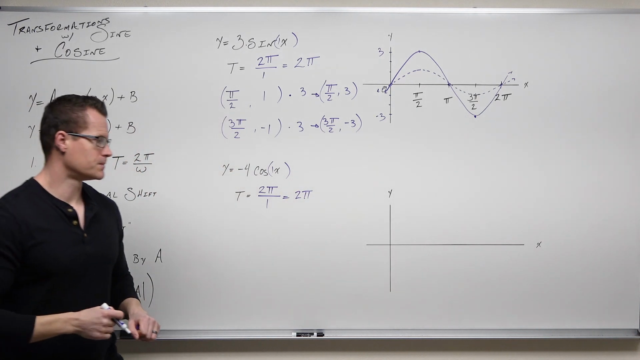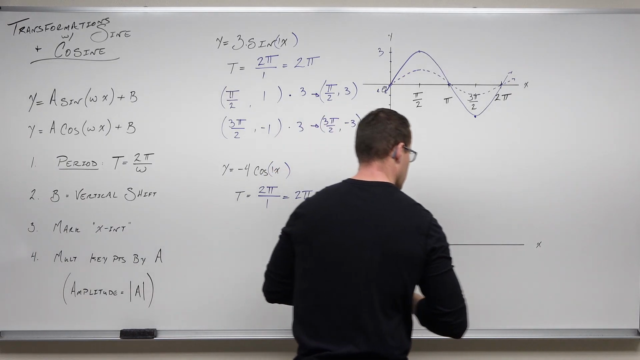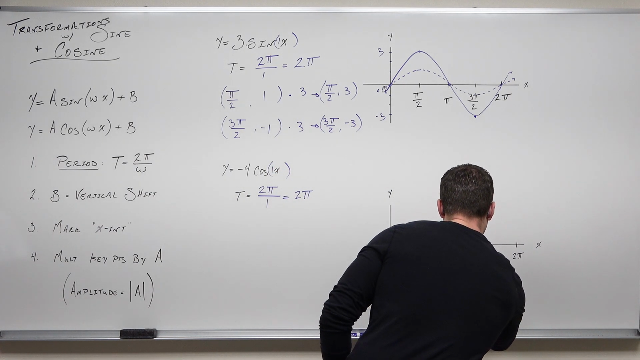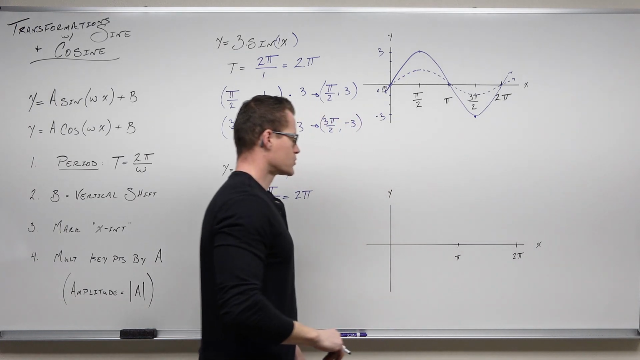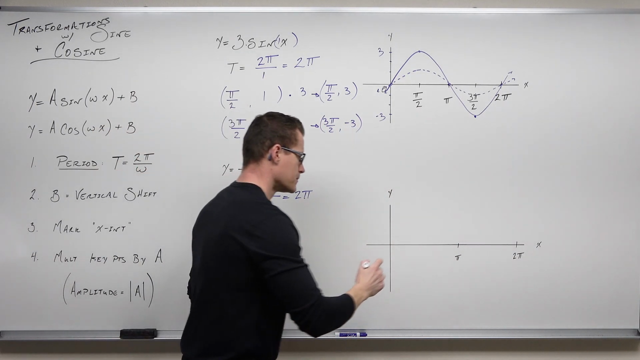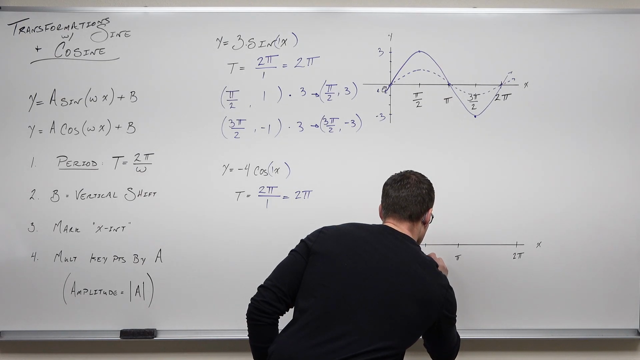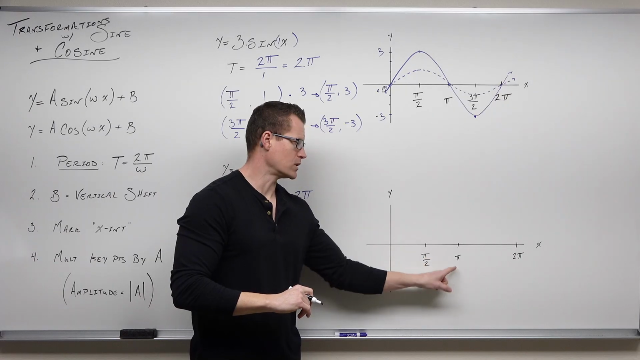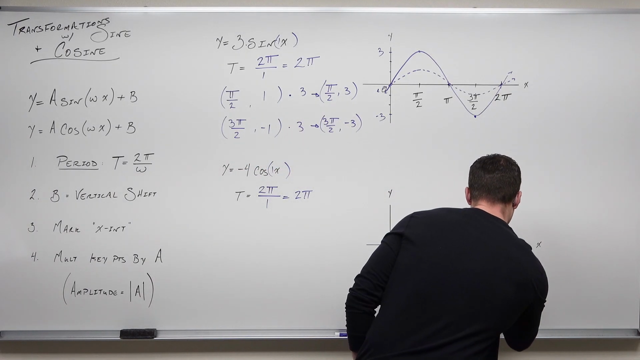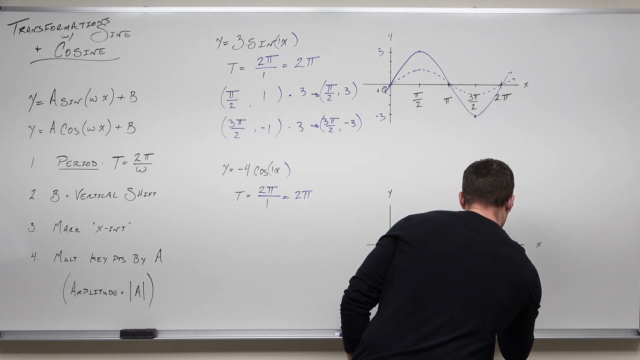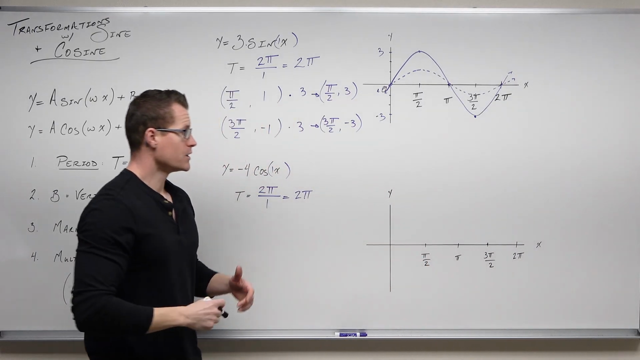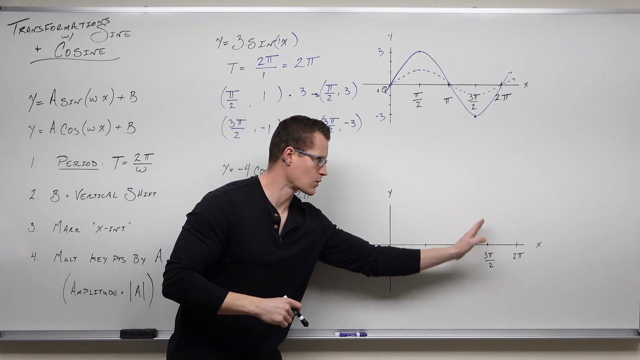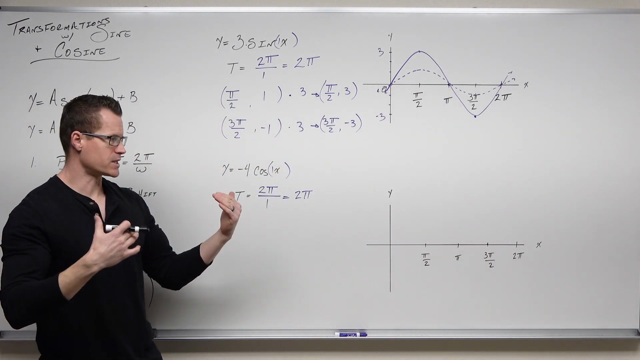Draw that first. Draw your period, cut it in half. Cut it in half again. Add these two, it'll give you your third quarter. So we've identified our period, we've shown our period, we've shown our quarters of our period. So first quarter, second quarter, third quarter, fourth quarter, that's going to be our entire period.